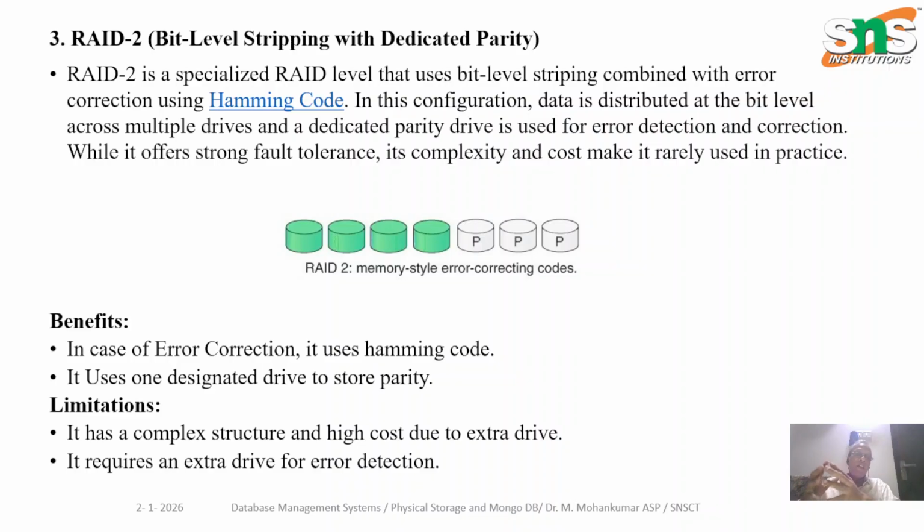Benefit: for error correction, it uses Hamming code. It uses one designated drive to store parity. Limitation: it has a complex structure and a high cost due to the extra drive. It requires an extra drive for error detection and correction, so it is highly costly and very difficult to manage. But the concept implemented here is the Hamming code concept.